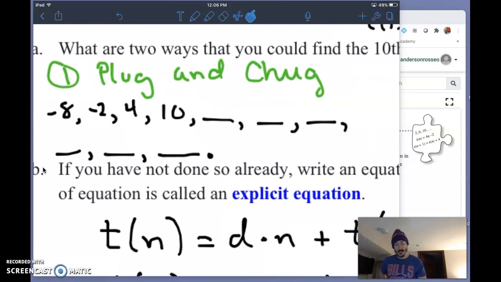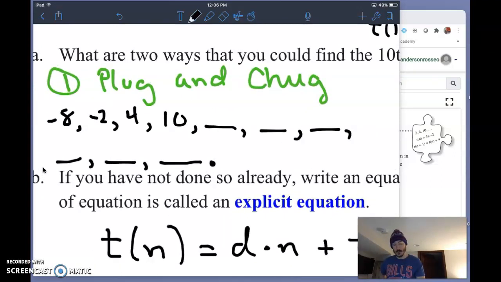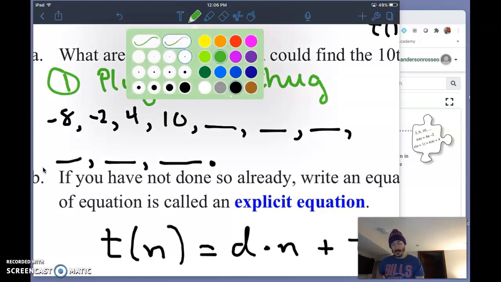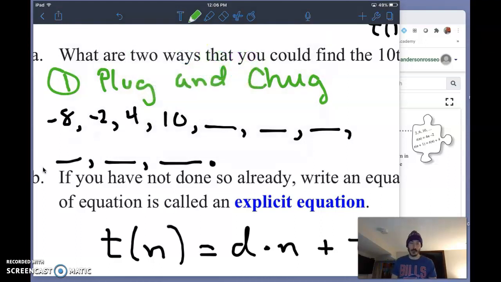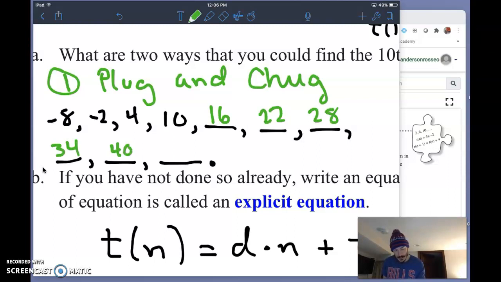Well, the first method that's always going to work is the plug and chug method. And you guys, believe it or not, have great experience with this. The plug and chug method works great. You just simply are going to add 6 until you get to the 10th term, because that's my difference. So 10 and 6 makes 16, and then I keep going, 22, 28. I'm just adding 6 every single time, and I end up with 46 as my 10th term, right? So I know that that's going to be my 10th term.